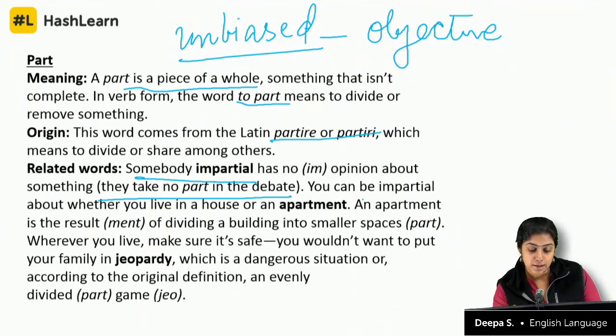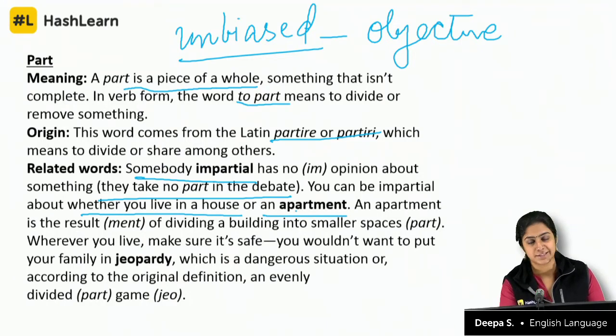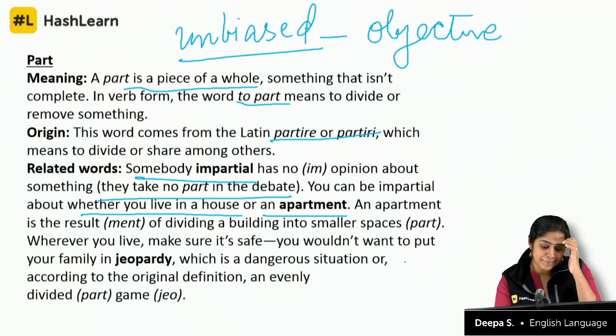Now look at this. You can be impartial about whether you live in a house or an apartment. I don't really care. Is it a house? Is it an apartment? I don't know. I'm just impartial. I don't have a say in it. An apartment is the result.